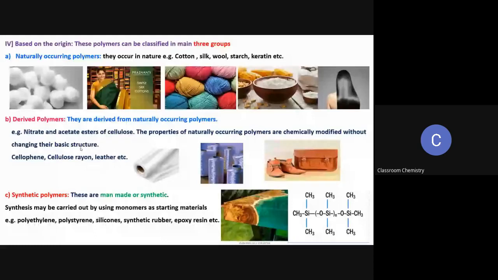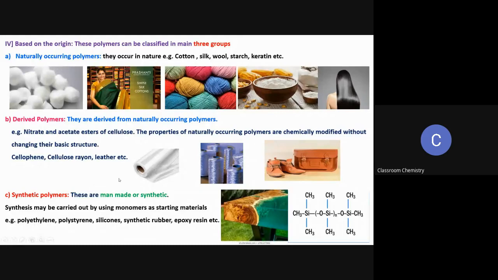Then the last part of this organic classification is synthetic polymers, and these polymers are man-made or synthetic polymers. Synthesis may be carried out using monomers as a starting material. All of you know that here a synthetic reaction is there, and you have to add a number of monomers, and through that there is a preparation of polyethylene, polystyrene, silicone, synthetic rubber, epoxy resin, etc.